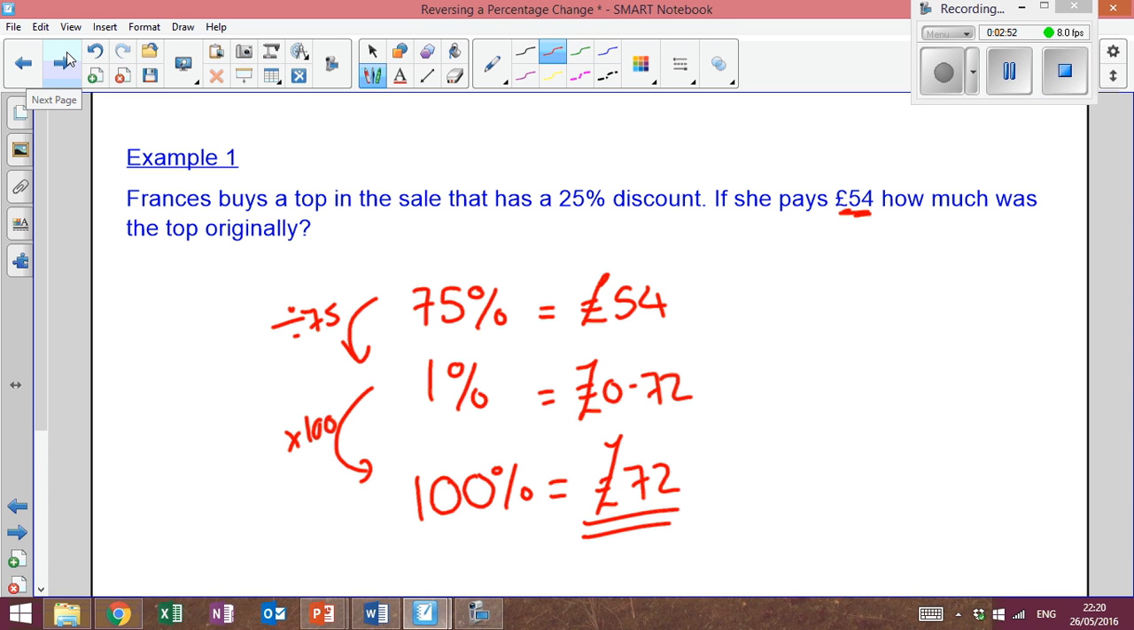Nice and easy once you've got that first line. Depending on the marks it's in, it tends to be just a mark for each: a mark for making an initial statement, a mark for coming down to 1% or coming down to a lower proportion, and then a mark for going back to get the final answer of 100%.